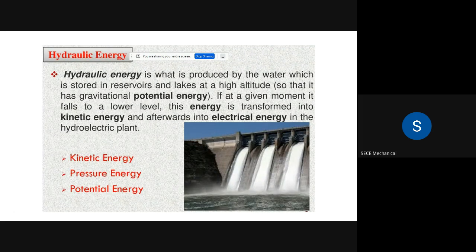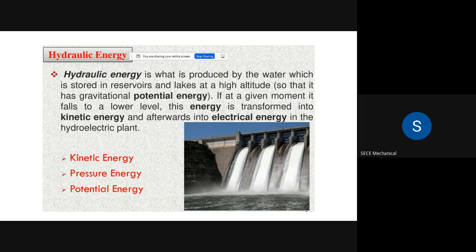In general, whether in terms of turbines or pumps, both are described by the power which is given or extracted. Either a pump or a turbine, the energy involved is called hydraulic energy. The hydraulic energy is what is produced by water which is stored in a reservoir.